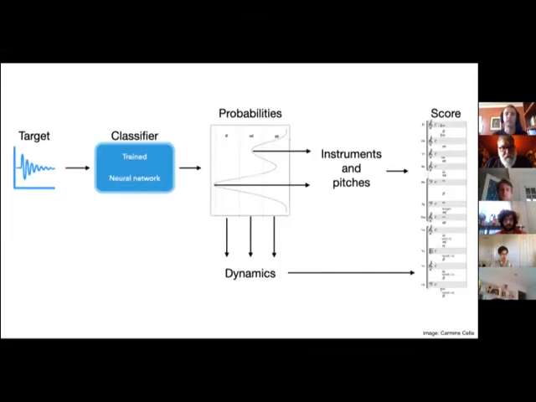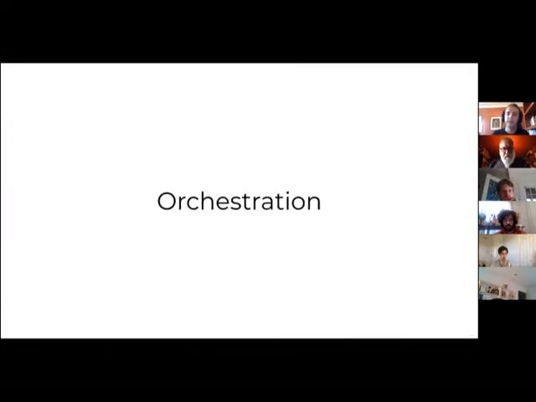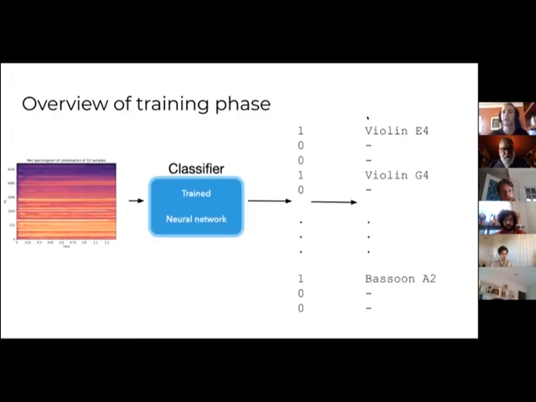So there was one thing I kind of glossed over, which was how we do dynamics for the orchestration. There's kind of a problem that arises when we try to use dynamics, which is that if we have every class, here this class is violin E4. If we wanted this class to be violin E4 pianissimo, and the next one be violin E4 mezzo forte, violin E4 fortissimo, we would only have one tiny sample for each class. So having one piece of data for each class is not a great way to train a robust classifier. So what we decided to do is during training phase, we just forget about dynamics.